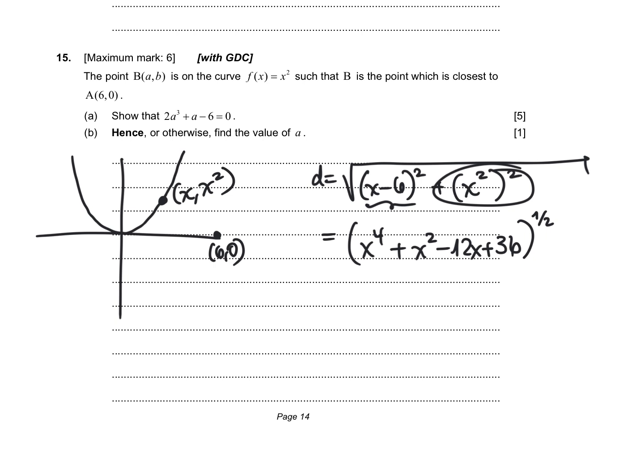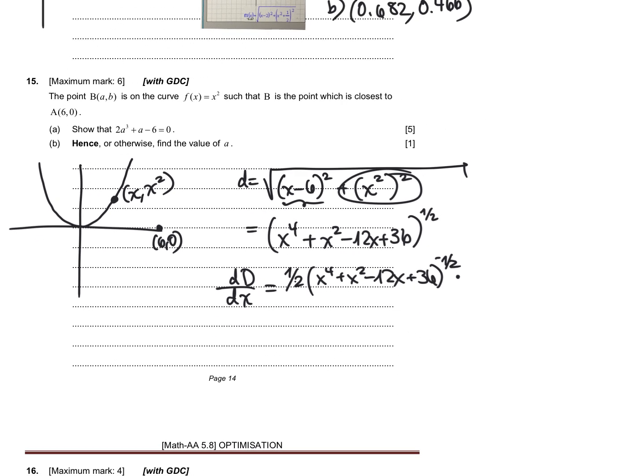So when we do the derivative of the distance with respect to x, we're going to have 4x cubed plus, oh, no, sorry. It could have been fine, but we'll do the derivative of the outside first. So 1/2, all of that, to the -1/2 times the derivative of the inside, which is 4x cubed plus 2x minus 12.